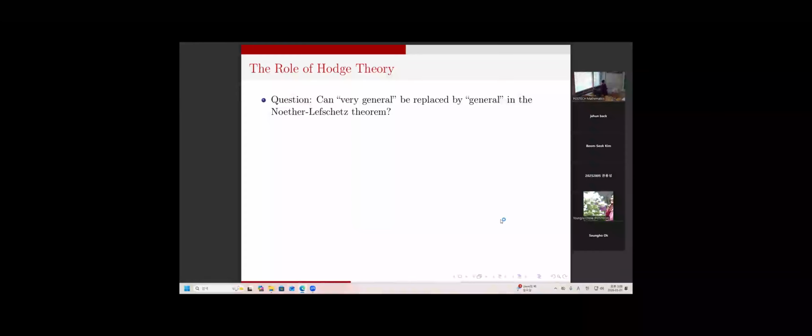In that Noether-Lefschetz theorem, can you replace the word very general by general? Very general means you're allowed to throw away countably many, but possibly infinitely many closed subvarieties on the base. General means you're only allowed to throw away finitely many.